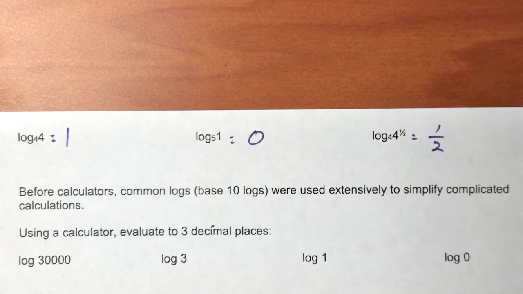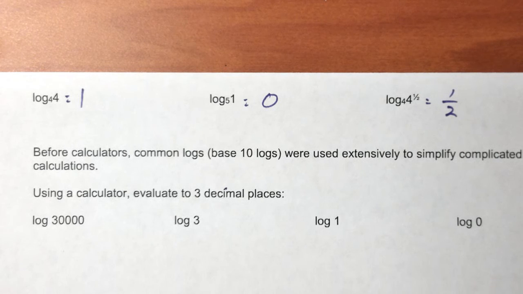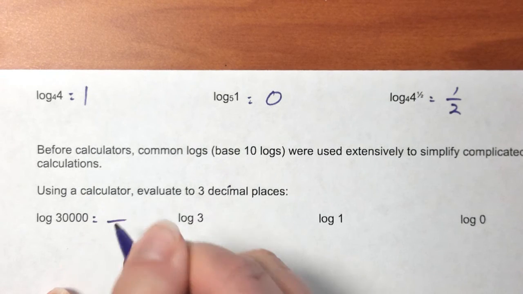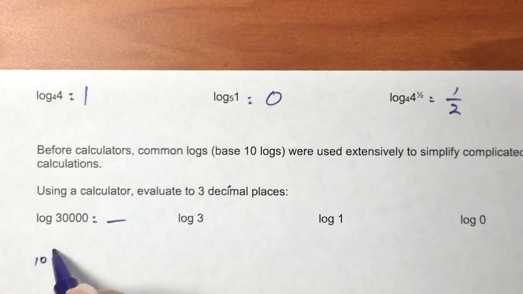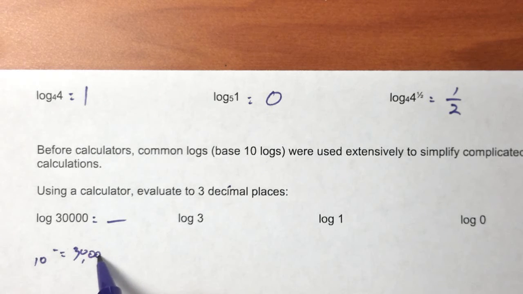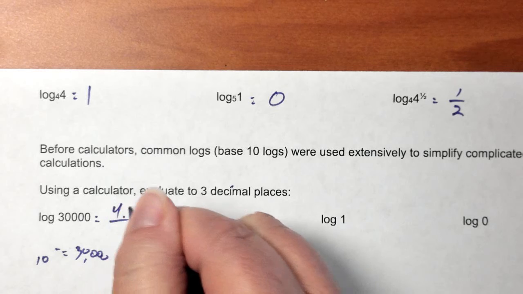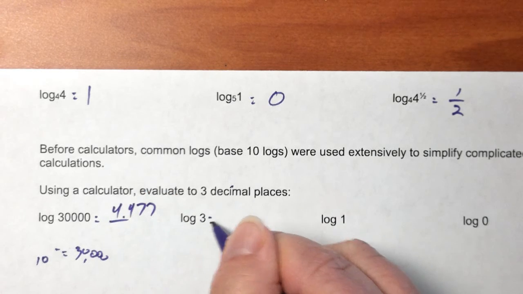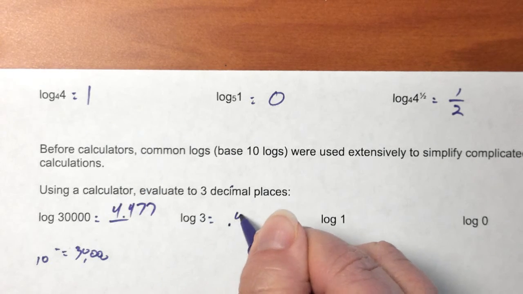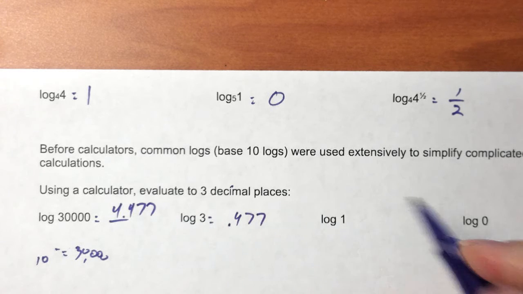And then these last few are ones that you would just type in your calculator. You could try them on your own, but 10 to the something equals 30,000. That's probably not going to be a whole number. It's not going to be one that we can do in our head. So you're just going to type log of 30,000 in your calculator. I believe it comes out to be 4.477. This one, 0.477. Notice I said 3 decimals here.